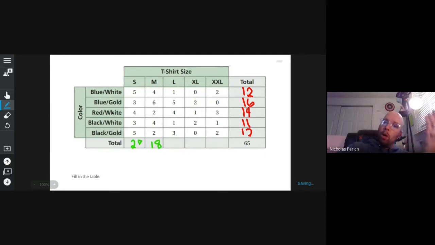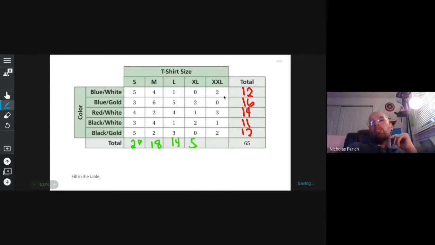How many people want larges? 1 plus 5 plus 4 plus 1 plus 3 is 14. How many people want extra larges? None, 2, 3, 4, 5. 5 people want extra larges.